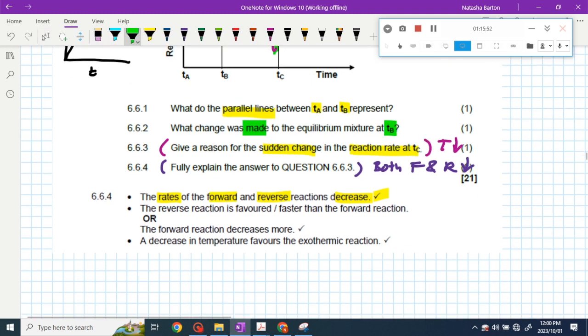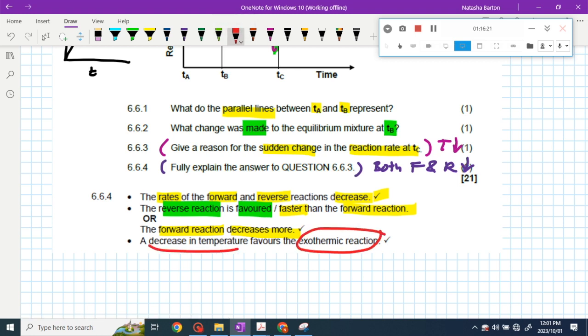They now say the reverse reaction is favored, or if you said the forward reaction is faster, or if you said the forward reaction decreases more, then you got your mark. We didn't restate Le Chatelier's principle. We said what is happening in the context of the reaction. And as a result, or according to Le Chatelier's principle, a decrease in temperature will favor the exothermic reaction, and that is your last mark.